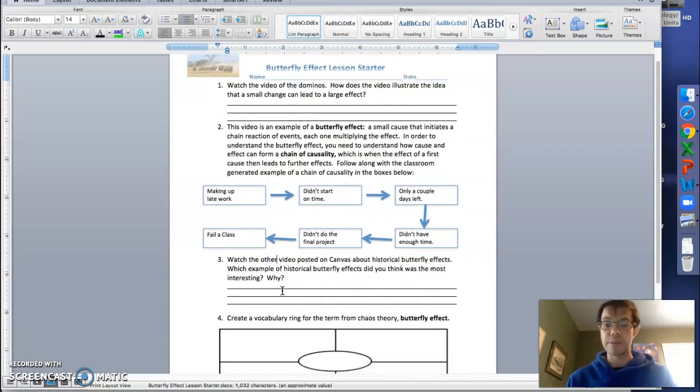This is just one example of a butterfly effect. Almost every single thing has a reason why it happens. This is what science is based off of. Some things happen for no reason, but most things, there's a reason why they occur. That's what science is based off of, that every effect has a cause. So now you want to watch the other video that I have posted on Canvas about some historical butterfly effects. We're not going to watch this one together.